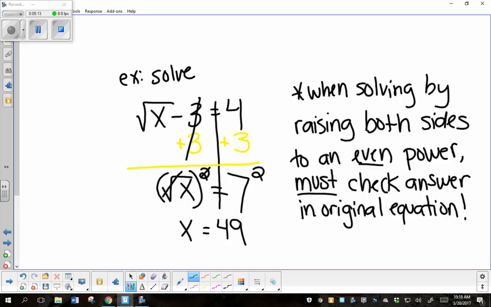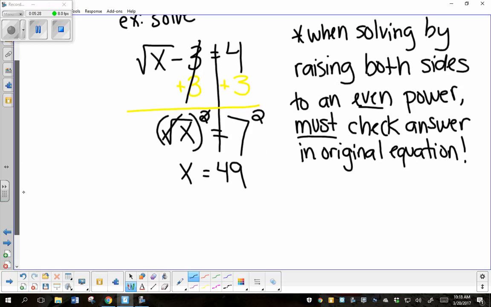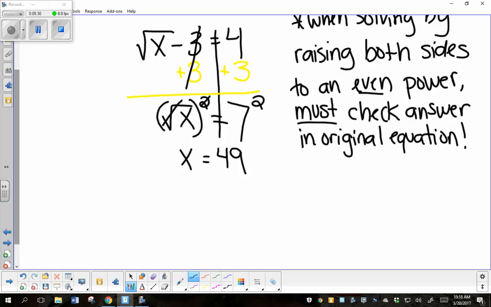Well, we did right here. We raised it to an even power, right? We raised it to a 2, which is even. That might not work, because you might get one that works and one that doesn't work. When solving by raising both sides to an even power, you must check your answer in the original equation.